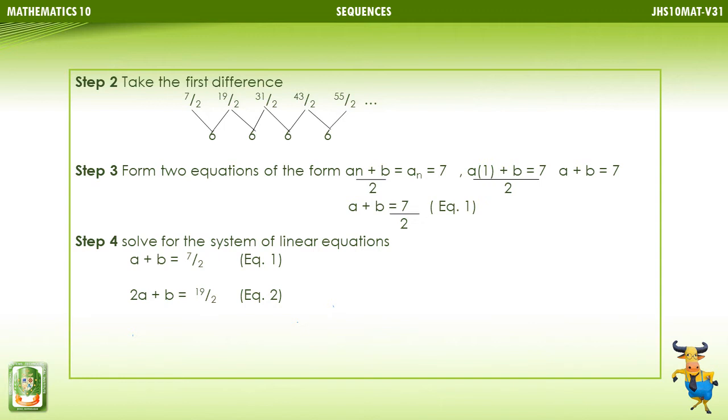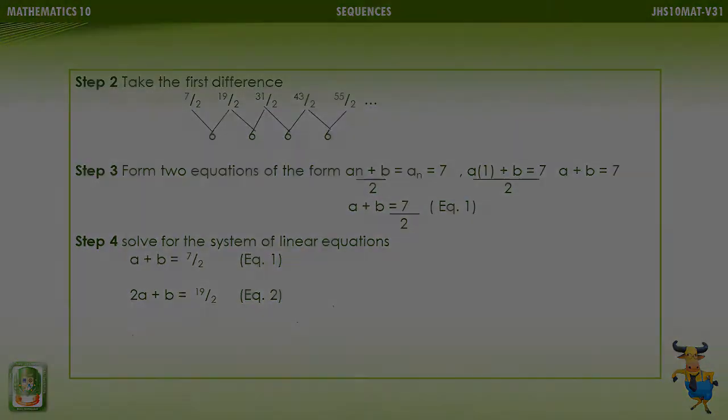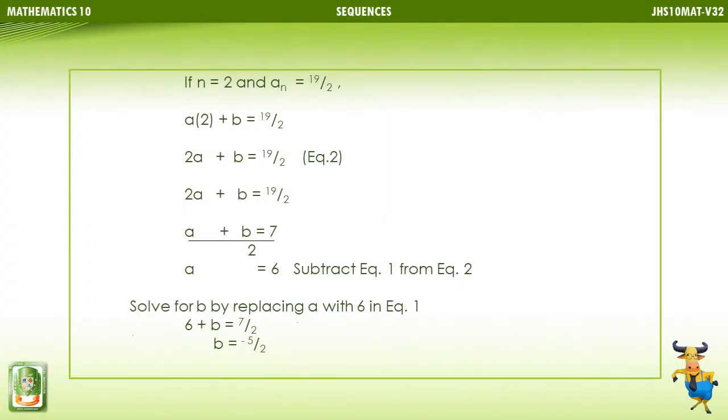Step 4. Solve for the system of linear equations. a plus b equals 7/2, equation 1. 2a plus b equals 19/2, equation 2. If n equals 2 and a sub n equals 19/2, a times 2 plus b equals 19 halves, 2a plus b equals 19 halves, equation 2.